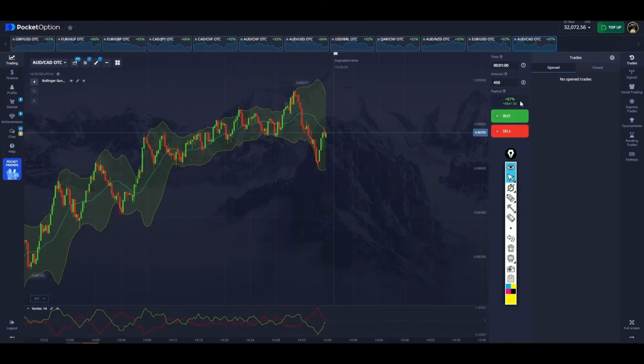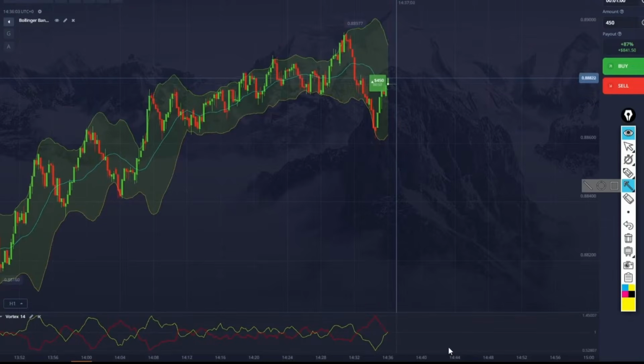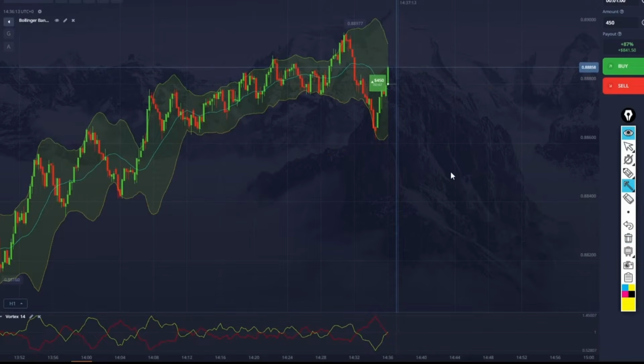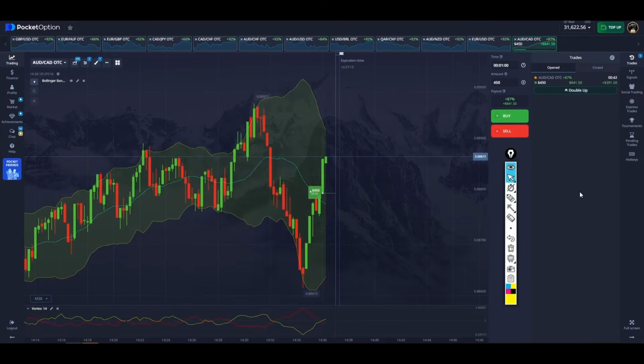The Euro-Aussie currency pair looks interesting, so I'm entering a buy position. Vortex is showing buyer dominance, plus we're in a solid uptrend. There's also potential for the price to reach the upper Bollinger Band, and right now we've got a nice impulse movement. This is my first recovery trade. Let's see how it plays out.